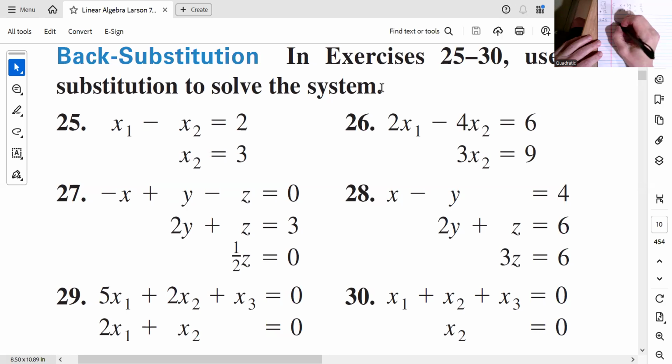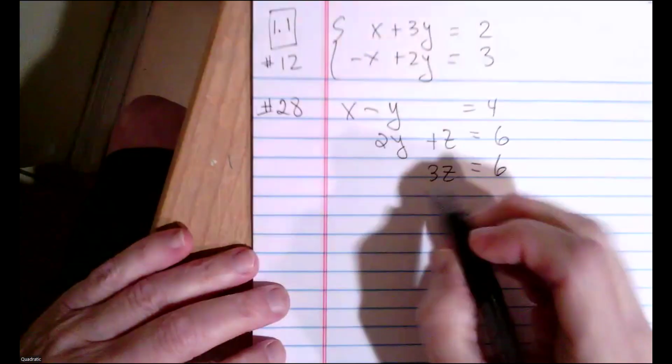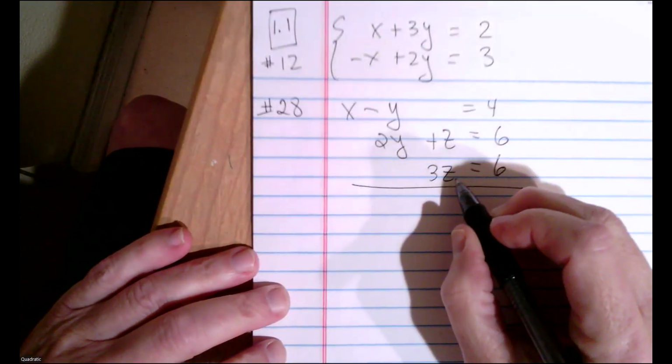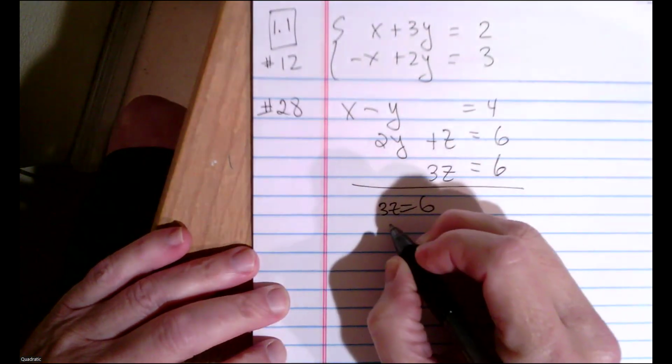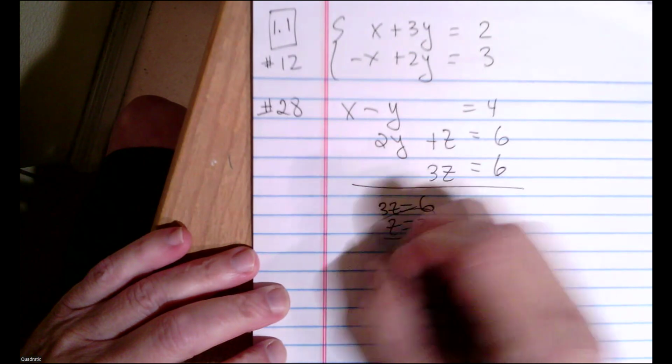x minus y equals 4, 2y plus z equals 6, and 3z equals 6. All right, so let me just stop this share. Okay. Well, again, it's very simple because I saw the bottom equation, 3z equals 6. So 3z equals 6. That means that z equals 2.